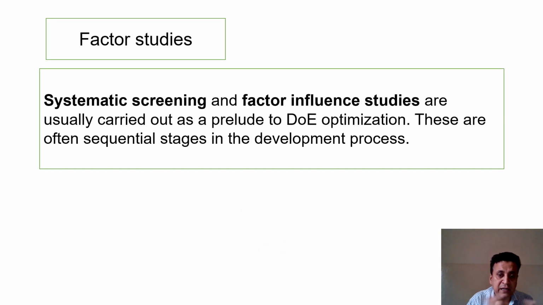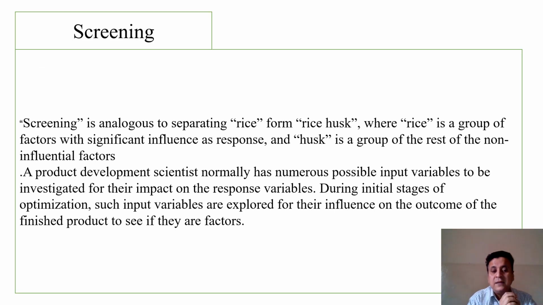Now, how to study the factors? First, we have to conduct the systematic screening, and we have to also understand the influence of the factor. Studies are carried out before the design of experiment optimization. Screening means we are separating rice from the rice husk. See, the main thing is that all the independent variables cannot be called as a factor. Only those independent variables can be called as a factor if they are affecting the dependent variable.